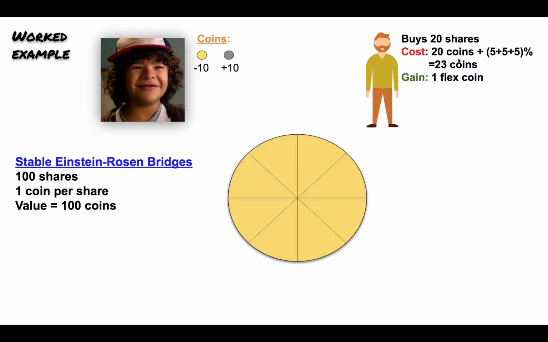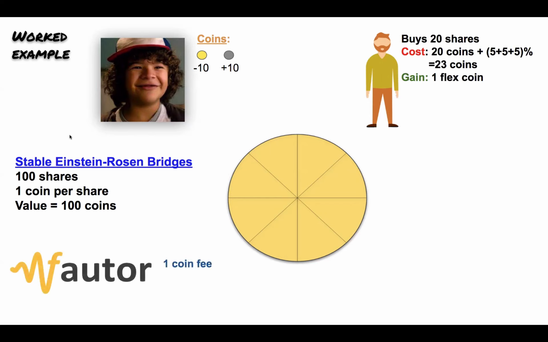5% goes back to the Fouters. So in this case, John is the only Fouter. So he gets 5% of 20 coins, which is 1 coin. So John gains, we'll say gains, but I mean, he's refunded 1 coin for buying 20 shares. The platform, again, takes a fee.